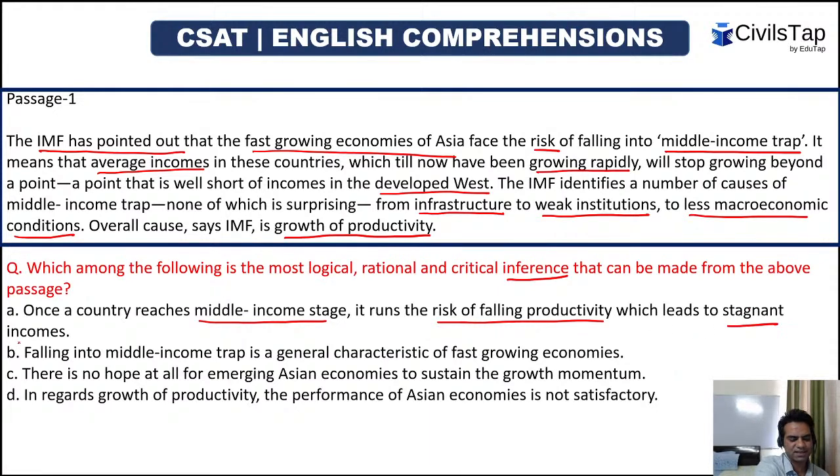I think, guys, this is contradictory, in the sense that it's the other way around. In this option, the effect has been put as the cause, and the cause has been mentioned as the effect. It is not that once a country reaches the middle income stage it runs the risk of falling productivity, which leads to stagnant income. It is actually the other way around: falling productivity leads to stagnant incomes, and then it leads to the middle income trap.